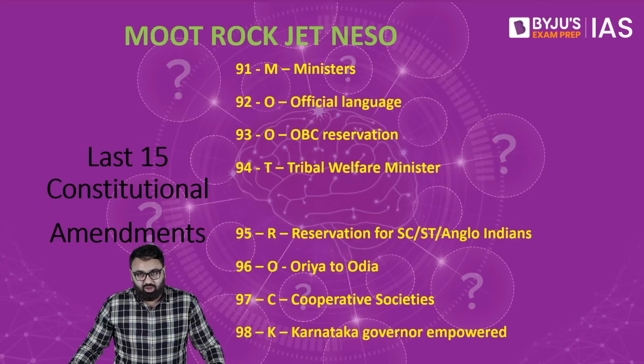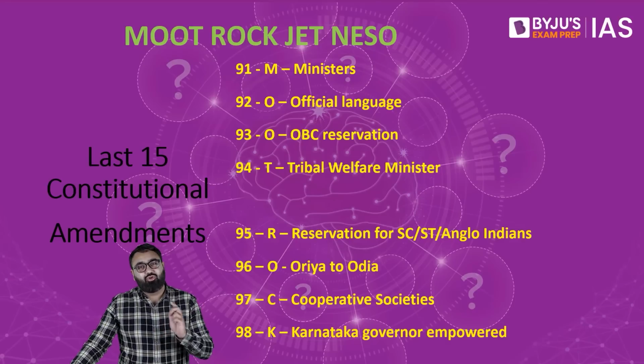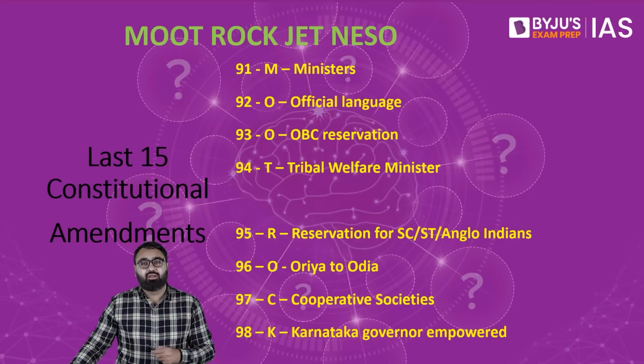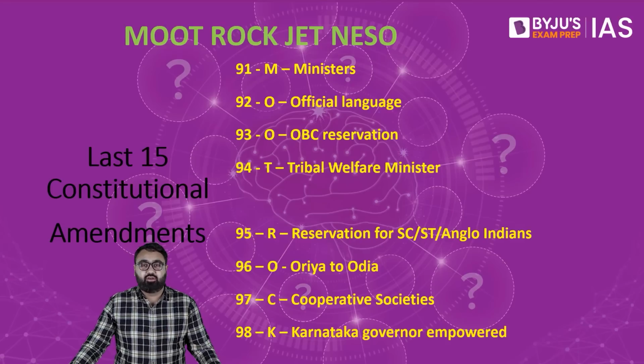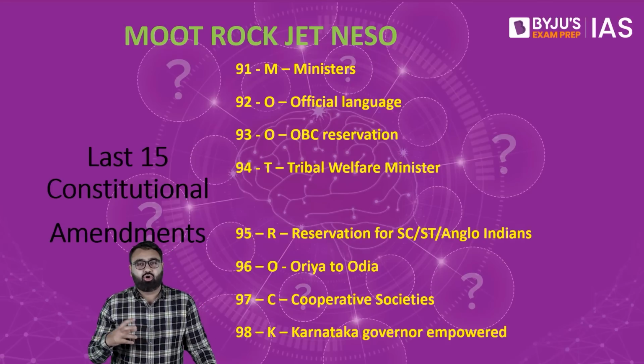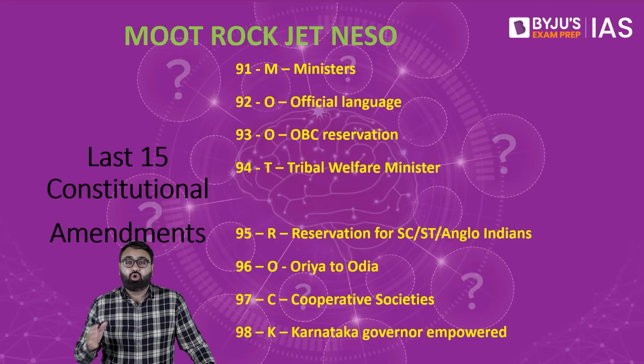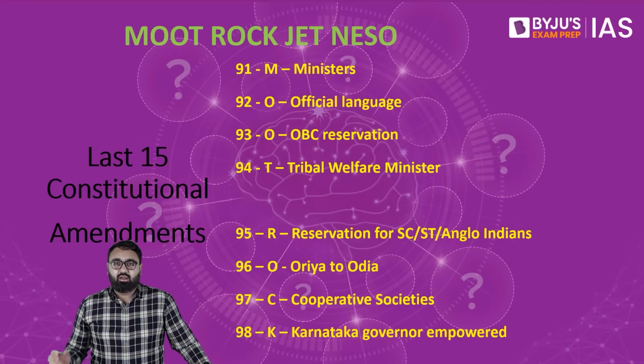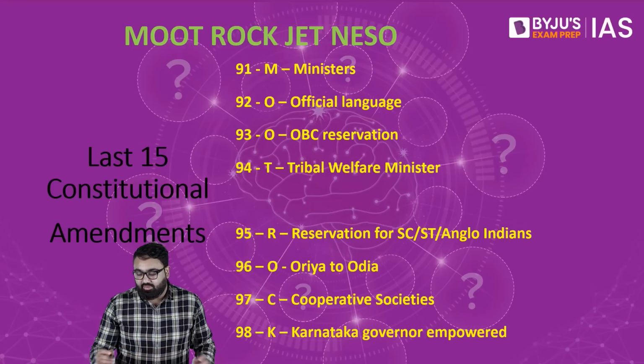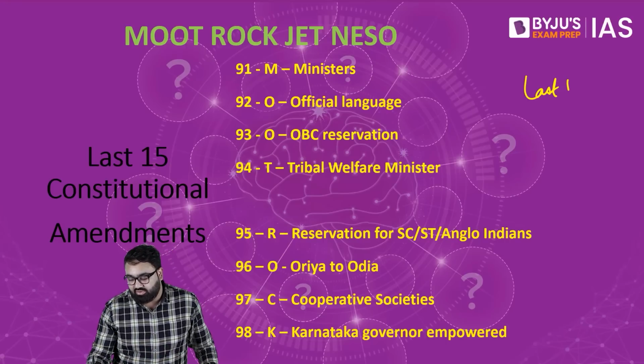Now, while reading Indian Polity, one question that most of you have in your minds is how to remember the articles, or which articles do we remember, and how to remember the important constitutional amendments. Now, it is not humanly possible to remember all the 105 constitutional amendments. But as long as you can remember the last 15 constitutional amendments, you should be in safe hands.